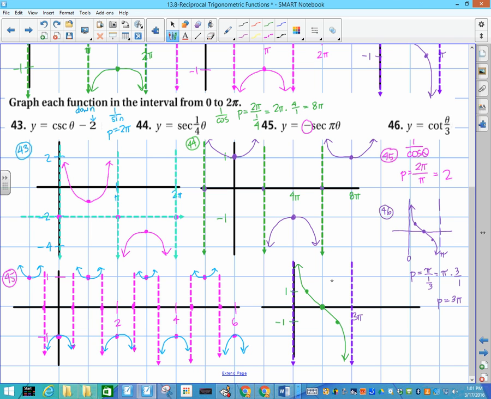If I go between 0 and 2 pi, then of course you know that that's 2/3 of the way, so it really would cut off right here. If you looked in the back of the book, or you had the answers available to you, you would only see that much of the graph. So I hope that made it easy for you to graph reciprocal functions. If you have any questions, please come see me.